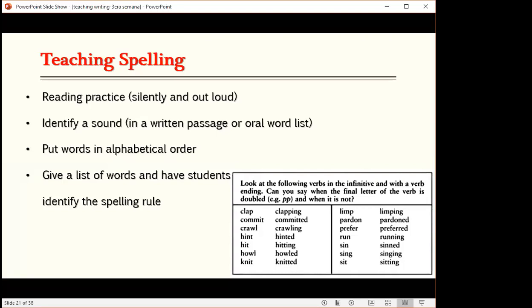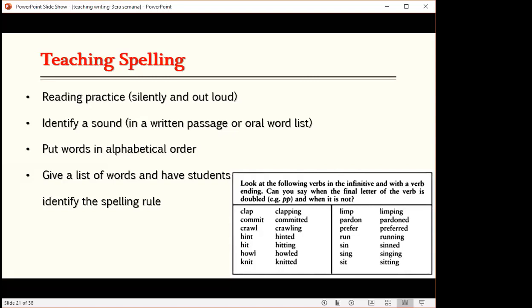Notice, you don't say the rule. You make them identify it. Okay, my dear students, here you have a list. Please, can you say when the final letter of the verb is doubled and when it is not? So they are going to analyze. Clap, clapping. Commit, committed. Crawl, crawling. Hit, hitting.